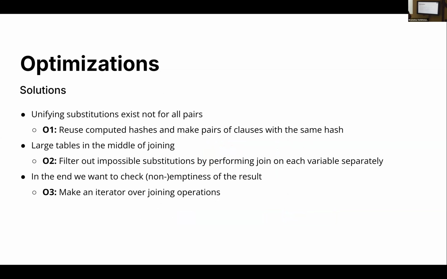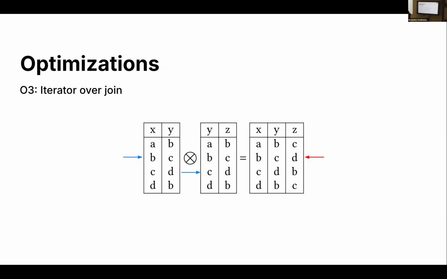And the last optimization is to make an iterator over join operations. It will reduce the number of computations, because we want to compute only one result at the end. Moreover, it will solve the problem with memory. We won't store all the big tables in the middle of computations. We will just store pointers to the original tables, which represent a result.